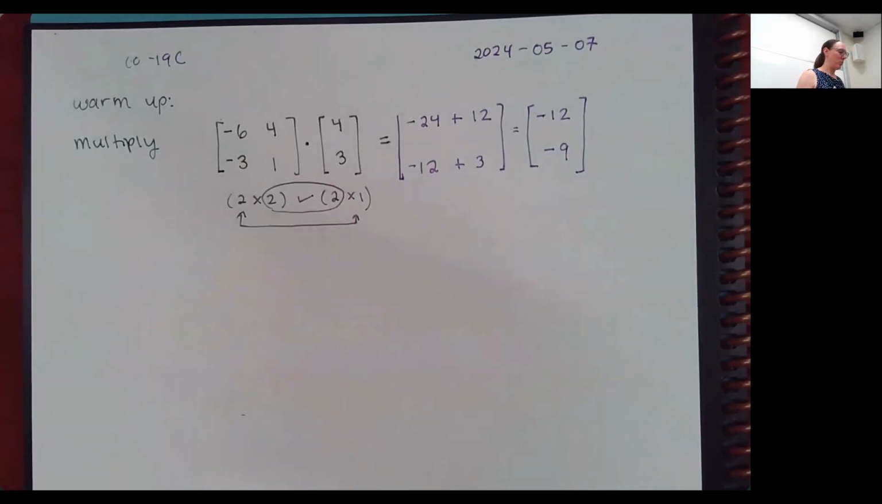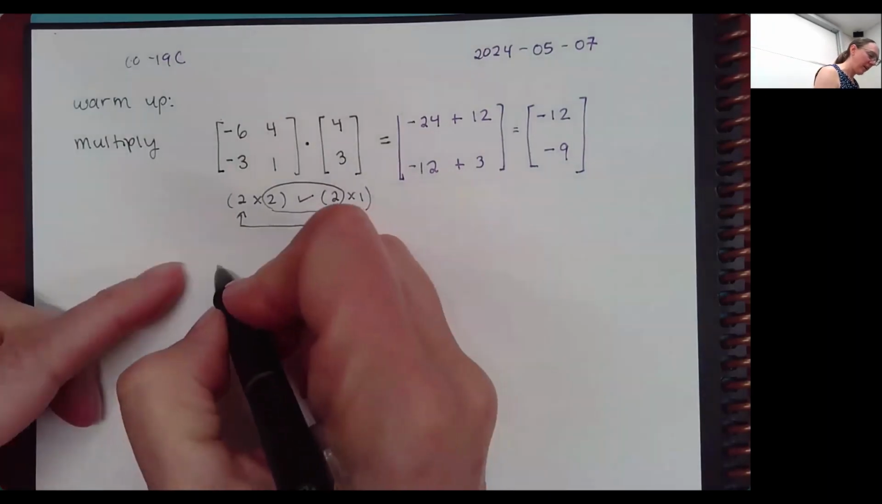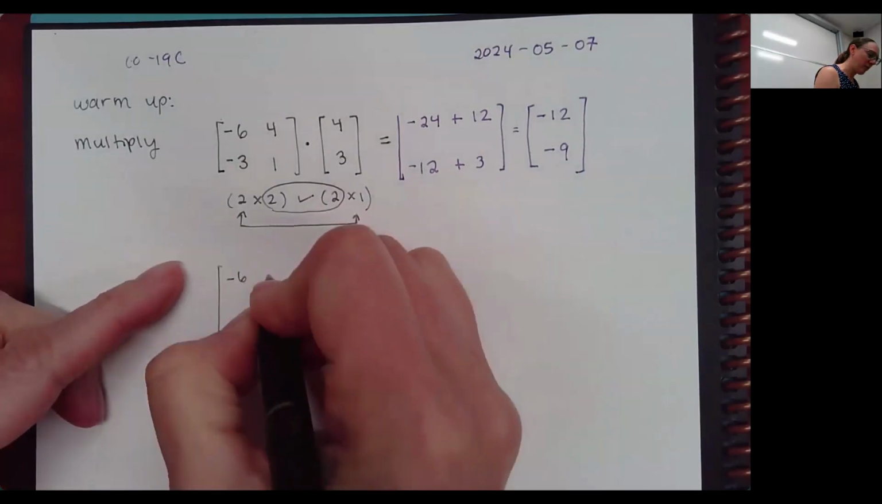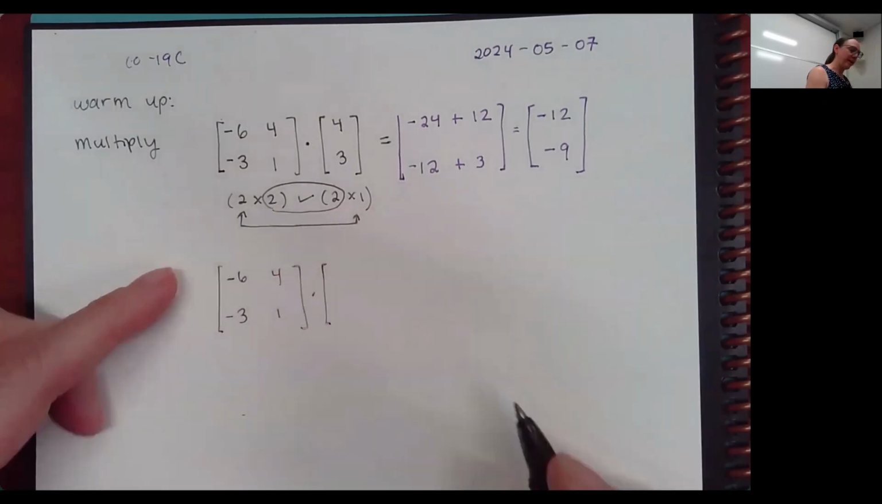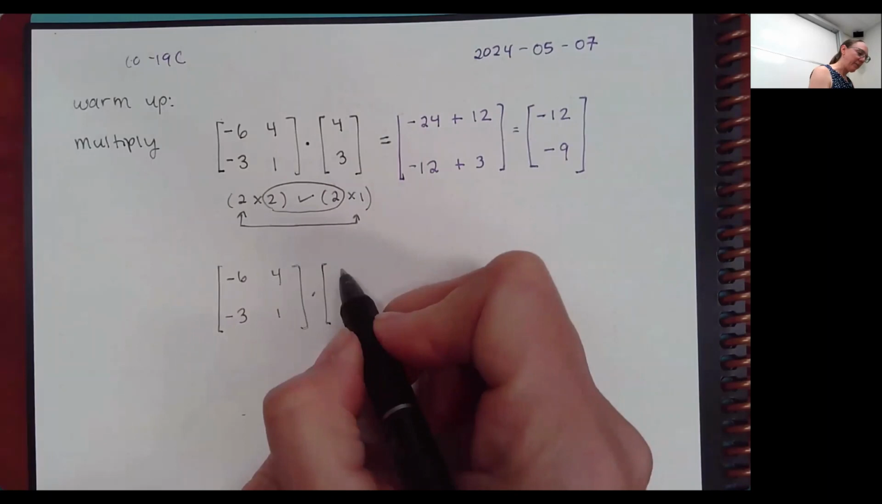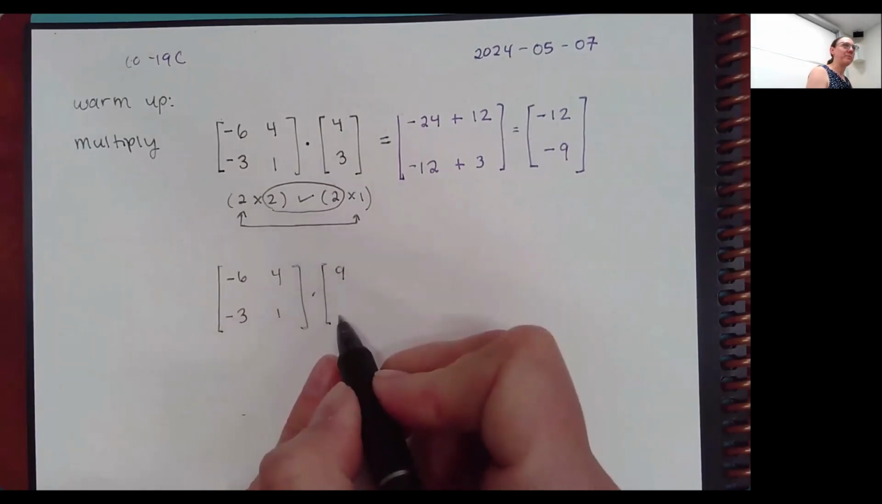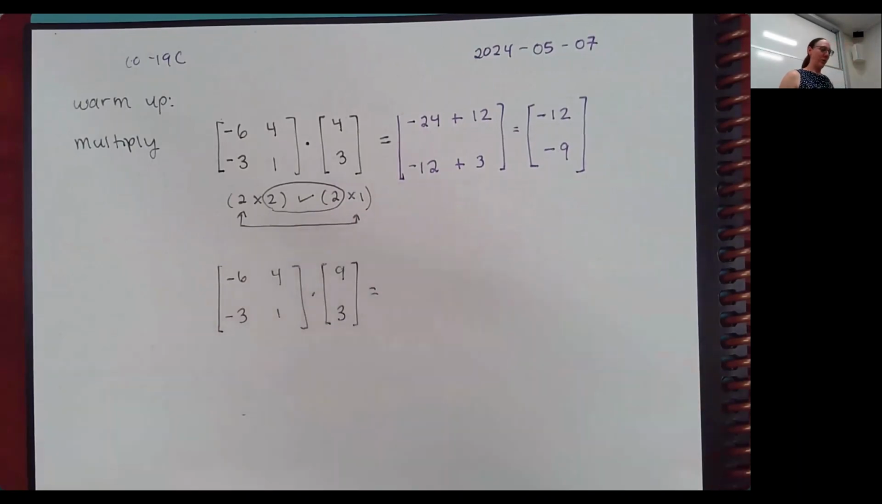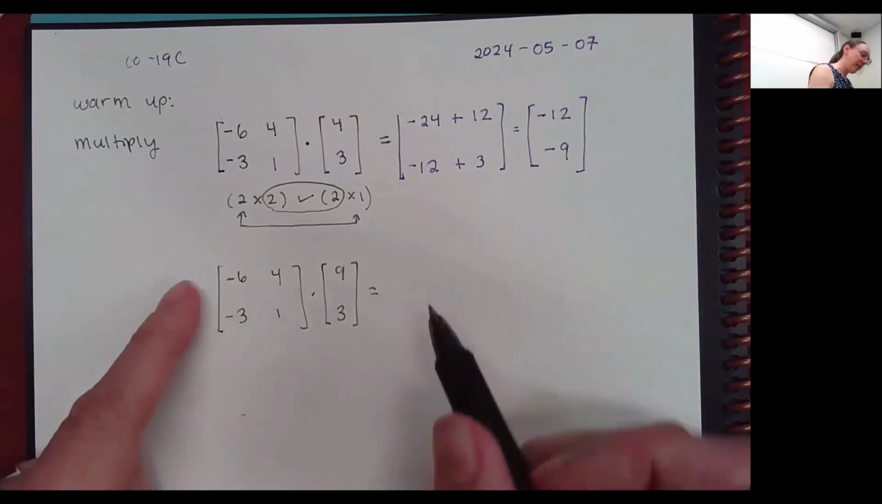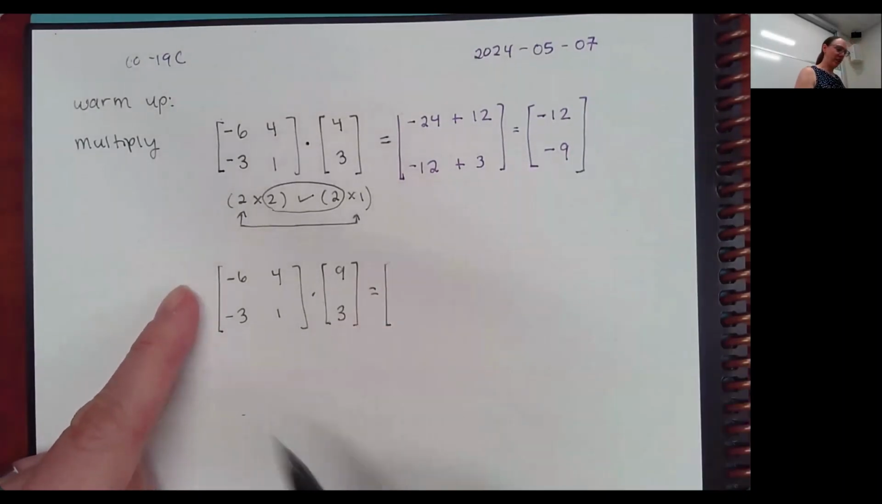But let's just do one more here. I'll do this one: -6, 4, -3, 1. Pick a number between 1 and 10, and give me another number between 1 and 10. 9 and 3. So if I do this multiplication, again, just getting our practice back up to speed in terms of doing the matrix multiplication, because it's going to be really important for us in this next section.